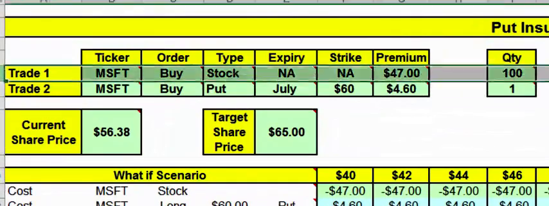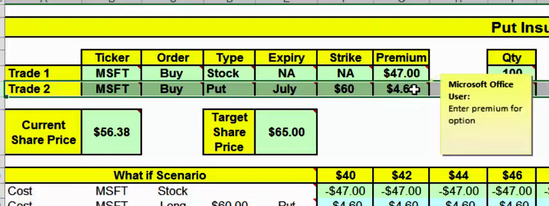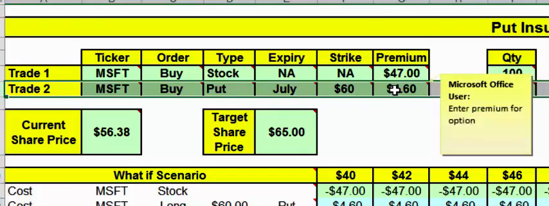The first trade is we bought the Microsoft shares at a price of $47 and we bought 100 shares of that. So that's the first trade you enter. And then the second trade we did, we bought a put option expiring in July at the $60 strike, and we paid $4.60 for that, and we did one contract, because remember, in the options market, one contract controls 100 shares of stock. So that was our insurance policy against a fall in the share price of Microsoft.